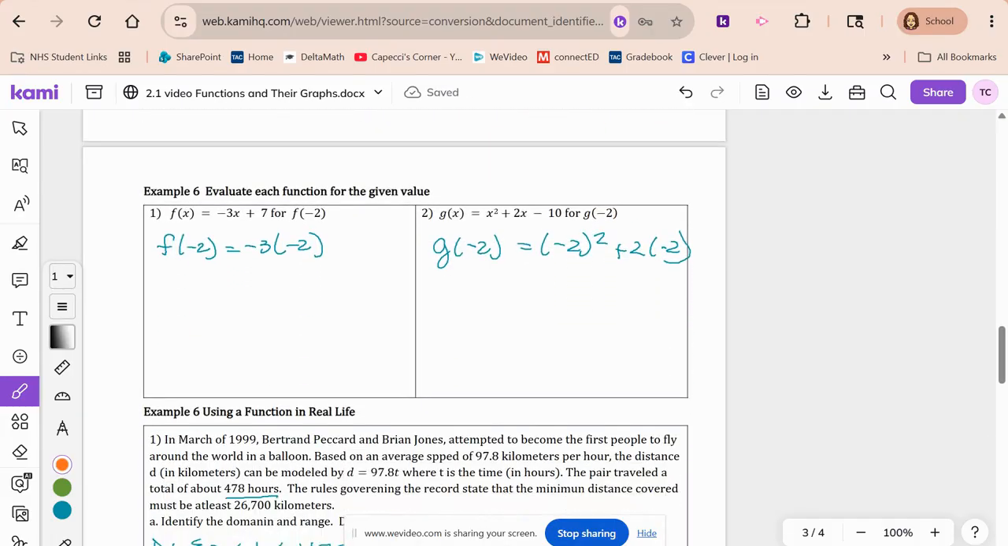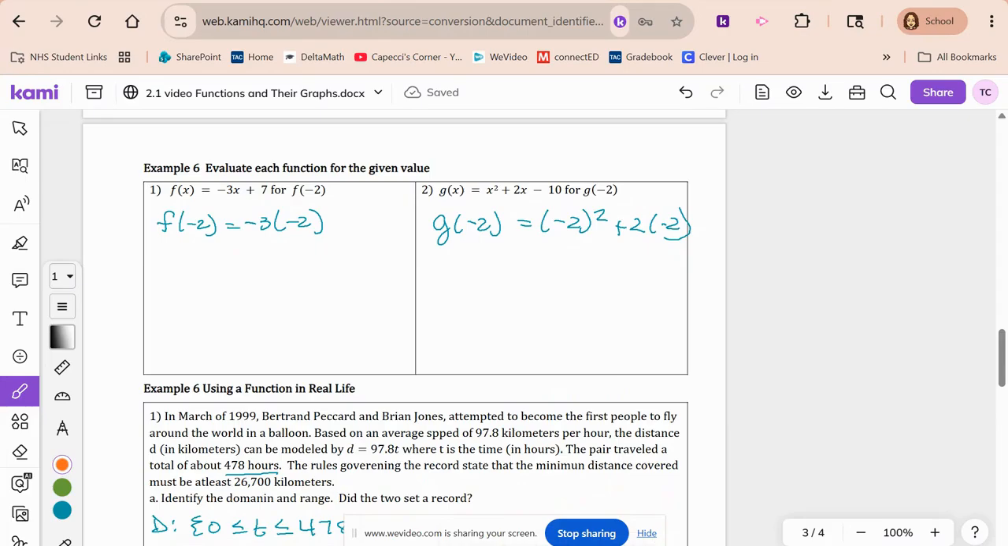All right, moving on. Evaluate each function for the given graph. So I'm going to substitute f of -2. That's how you say that. F of x is equal to -3x plus 7. So I substitute that in anywhere I see an x.